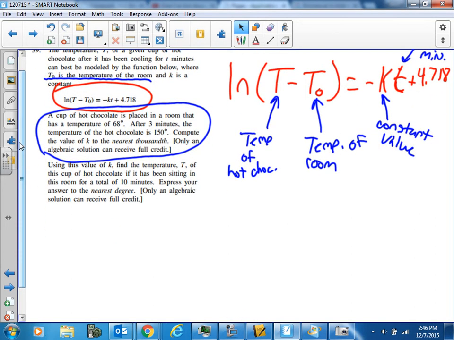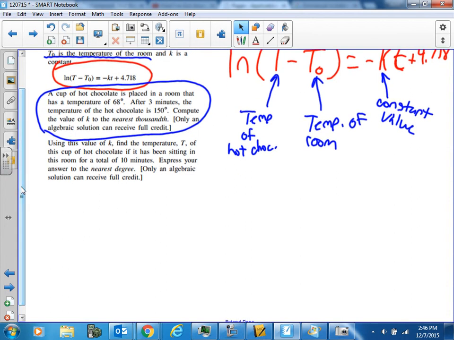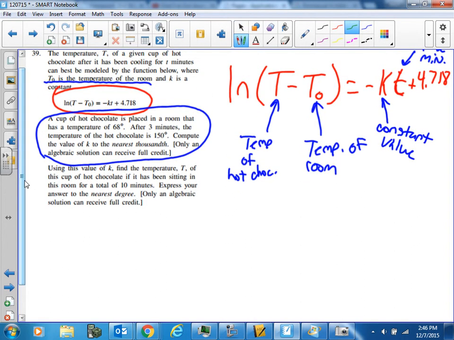SmartBoard's acting up right now. Okay, so looking at that information, we are going to plug in place of T, the temperature of the hot chocolate, 150. The room temperature is 68 degrees. And our time is going to be 3 minutes. And we are going to solve for K, which is possible because we have 3 out of the 4 parts. So I'm going to write this now.